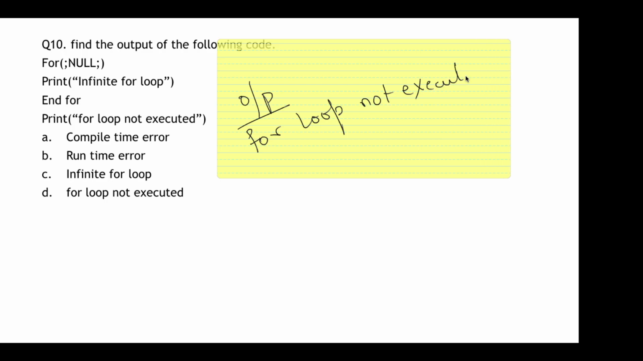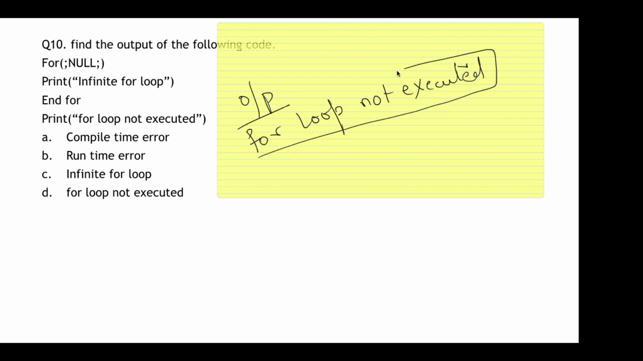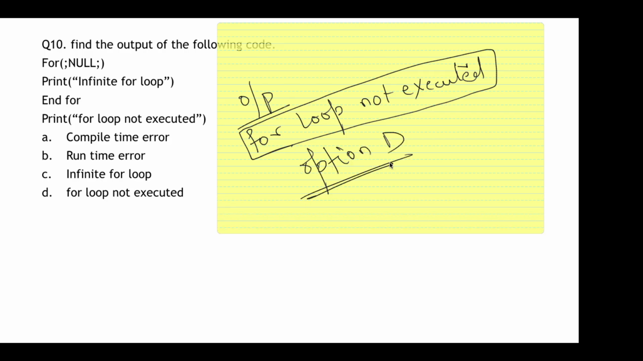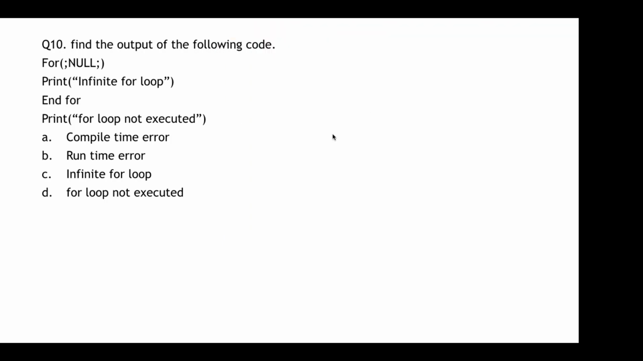Okay, because it is going to exit the entire loop. So from for null to end for, nothing is going to happen. So it will only print the final print statement that is there, for loop not executed, and the answer is in option D. So whenever you encounter such a question like null, make sure your for loop is not executed. It can never be executed. Okay, so the answer is option D.